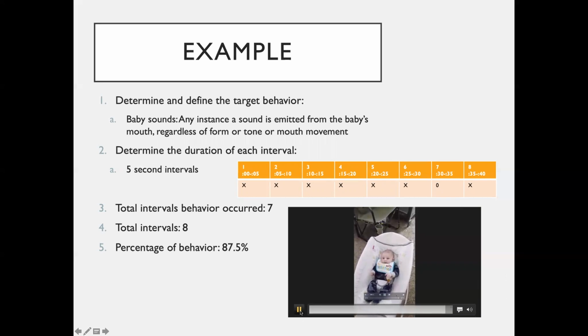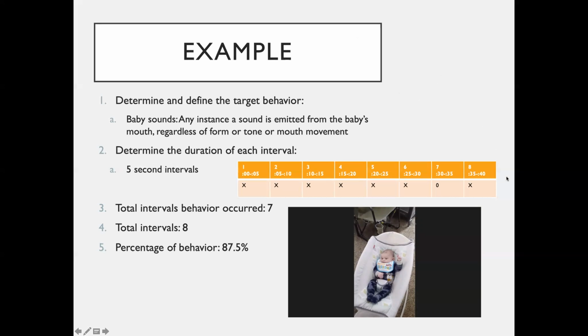Stop recording. Okay, so there you go. You should have gotten a total of 7 intervals where the behavior occurred. One of the intervals had a pretty minimal sound, so if you missed that, it's understandable. And then there's a total of 8 intervals, so you will take the 7 and divide it by 8 and then multiply it by 100 to get a total of 87.5%.